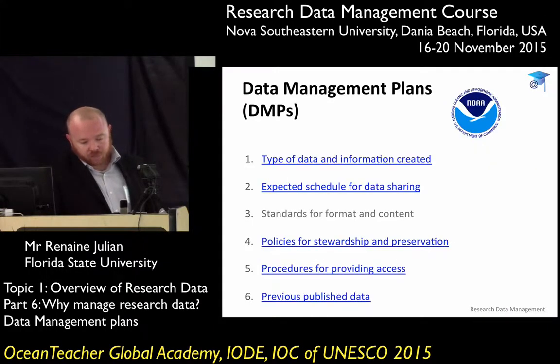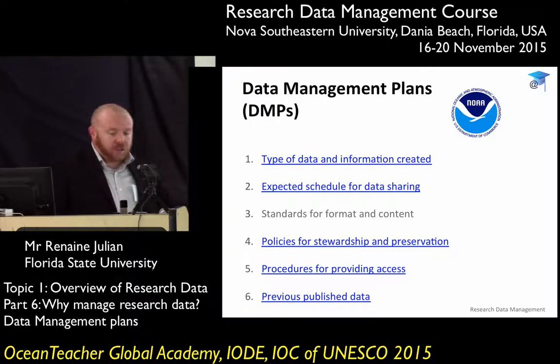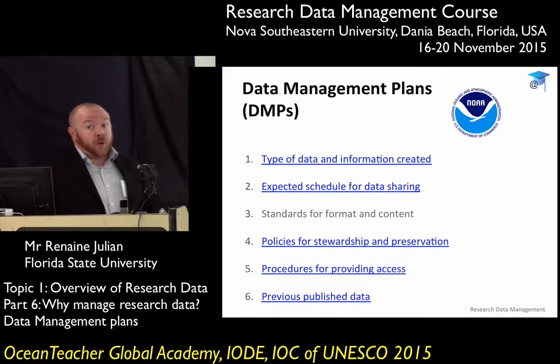Another example. Here we go, NOAA. Sorry for the format. Anyway, I don't know where those links go to. But this is from NOAA, so primarily meteorology, another group I work with a lot. Very first thing, type of data and information created. You have to list all that information. And look at section number 3, the standards for format and content. Now you're going to learn a lot more about preservation and access and making things open and making sure that research is described properly to make it discoverable and accessible. What I want to show you is that before you can do all that, you actually have to know what you have.